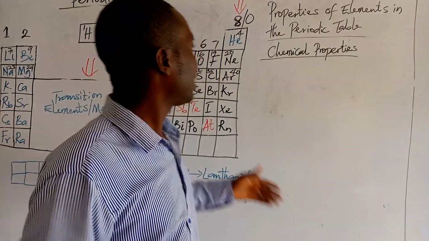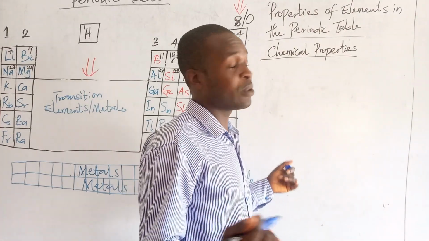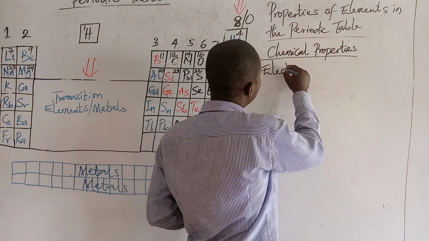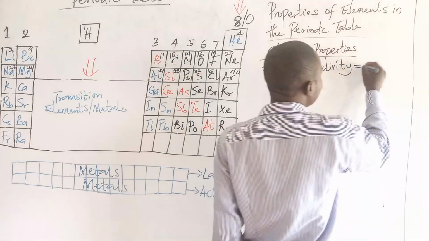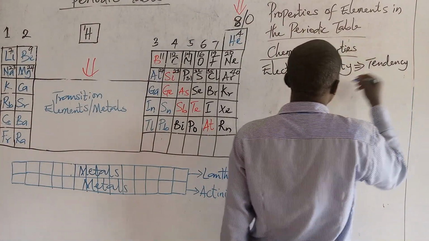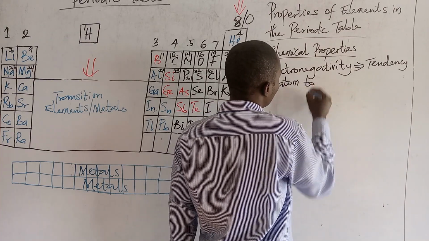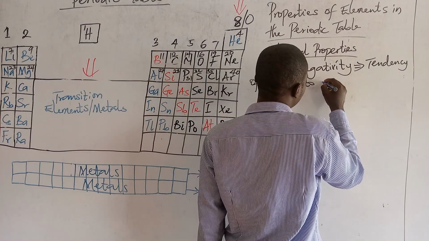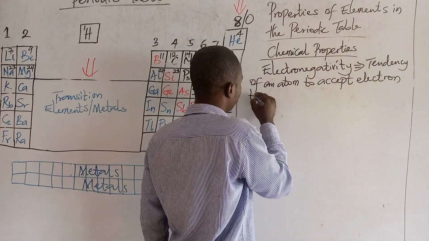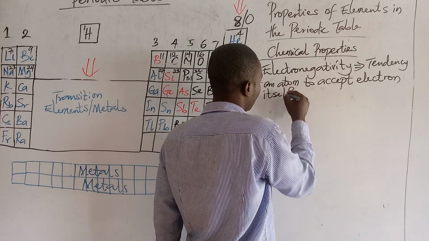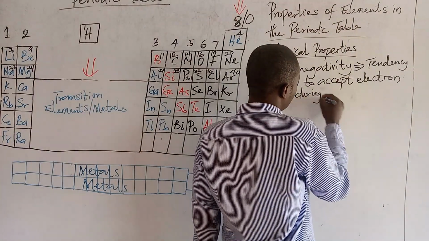So let's look at the chemical properties of elements in the periodic table. Now we have 4 properties here as well. We have what is called electronegativity. Electronegativity is the tendency of an atom to accept electron to itself, that is during chemical bonding.